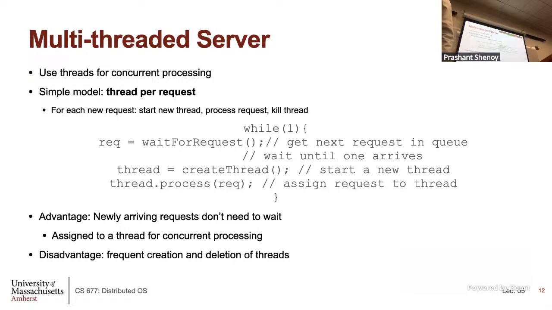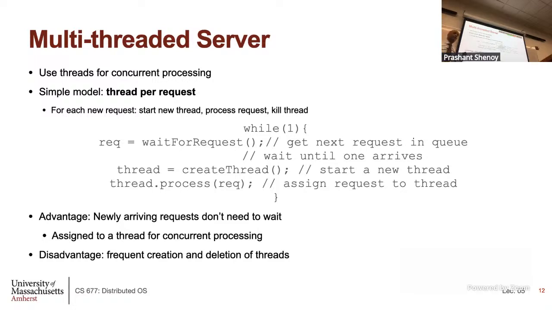Now, if multiple requests arrive, they don't have to wait for all the previous requests to finish, because each one will create a thread and hand it over, and then you'll take the next request and so on, and they'll all start executing on the server. So this is called thread per request because you created a new thread for every incoming request. All right. So advantage is newly arriving requests do not need to wait, unlike the sequential server that we saw. Thread is assigned to it for concurrent processing.